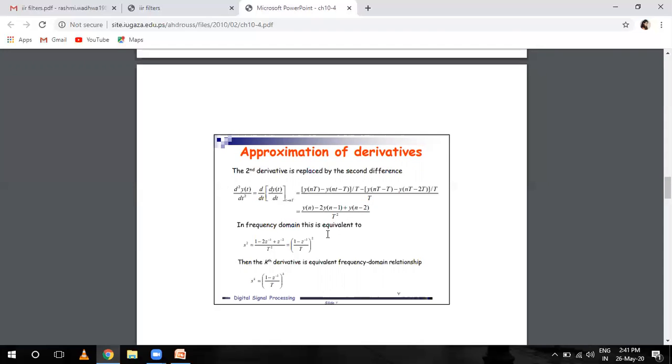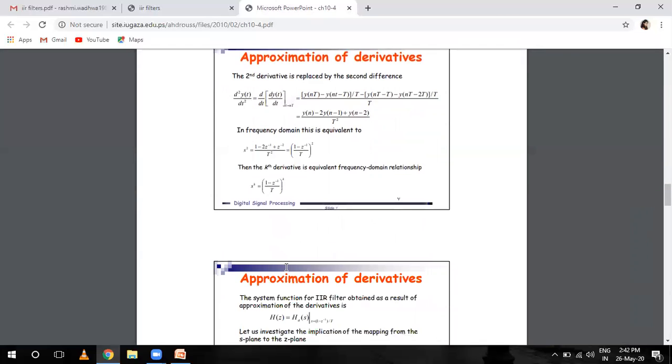In frequency domain this is equivalent to H square. Yes, 1 इसको लिखेंगे 1, इसको लिखेंगे minus 2 as it is. This is my z inverse and this is my z minus 2 upon T square, and so it is a 1 minus z inverse का whole square. तो ये बन जाएगा 1 minus z inverse का whole square और 1 minus z inverse by T का whole square. Then the kth derivative is equivalent, in frequency domain relationship, s^k is equal to [1 minus z inverse by T] की power k.